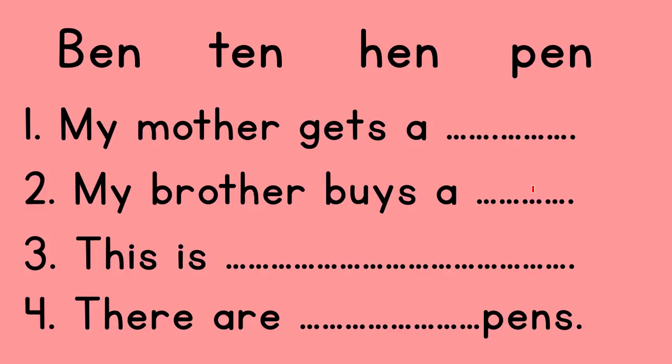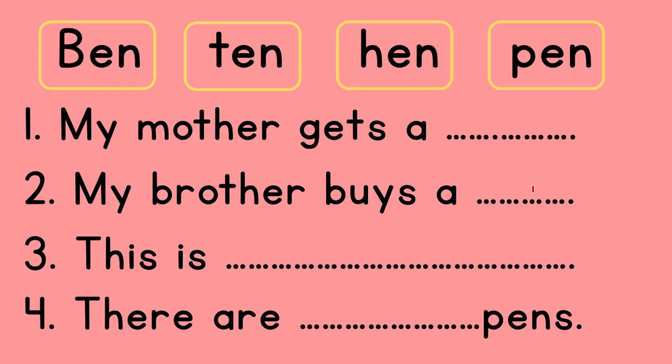Okay, so look above the sentence. Teacher has four words. Number one, Ben. Two, ten. Three, hen. Four, pen. Teacher has four words for you. Look, number one, my mother gets a hen. One, two, three, or four for the first one? Number three, very good. My mother gets a hen. Good job.